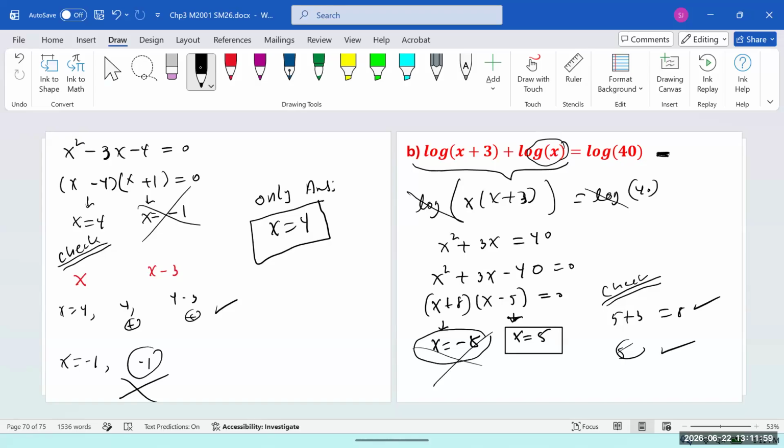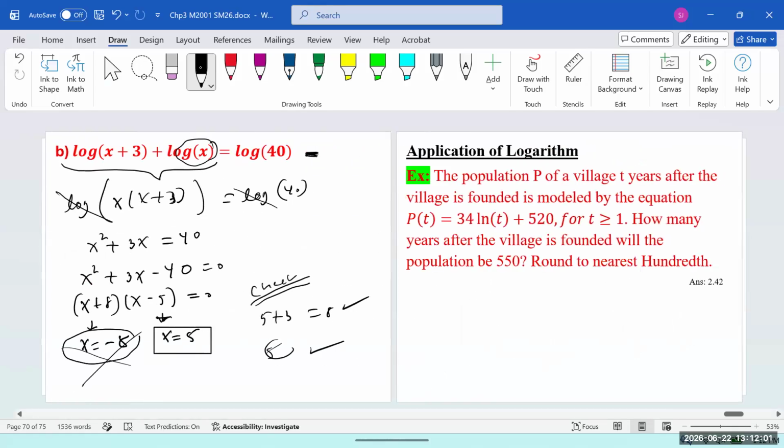Actually, we're going to start trigonometry tomorrow. Let's do one application of the log. And there's only one question. Even in your homework, there's only one log question. So for log, I don't know why we don't have any application in the book. But this is a finalizing question also.